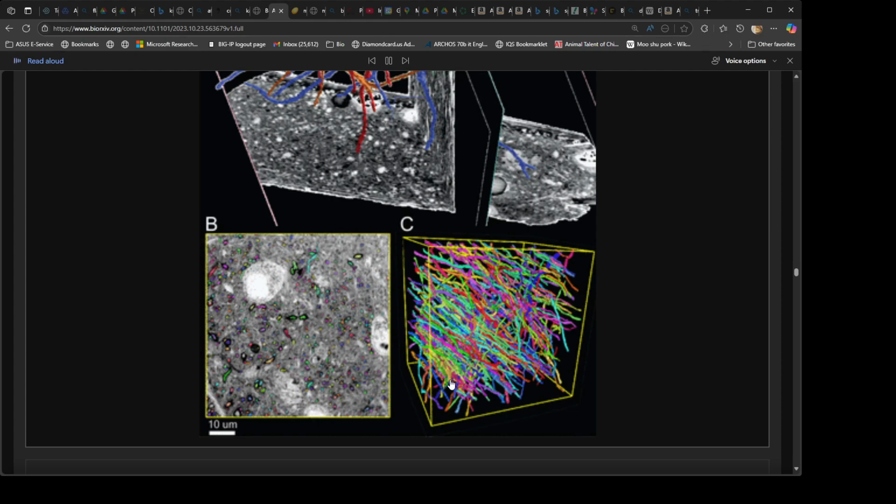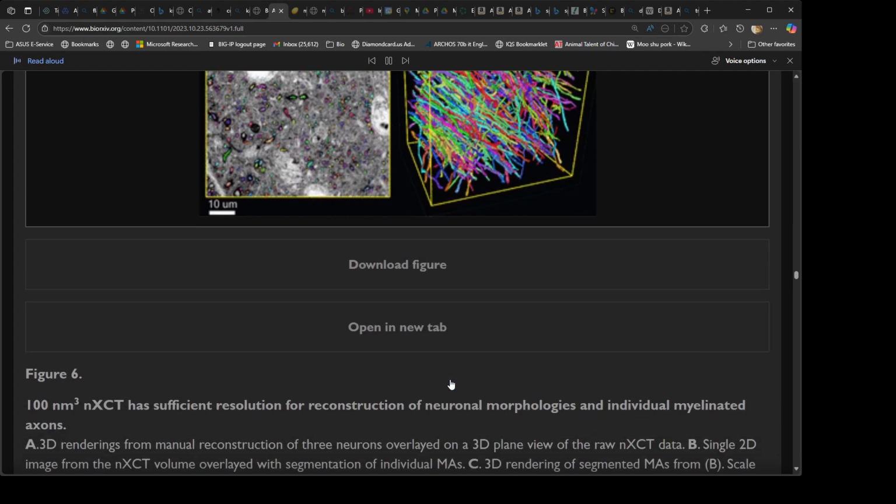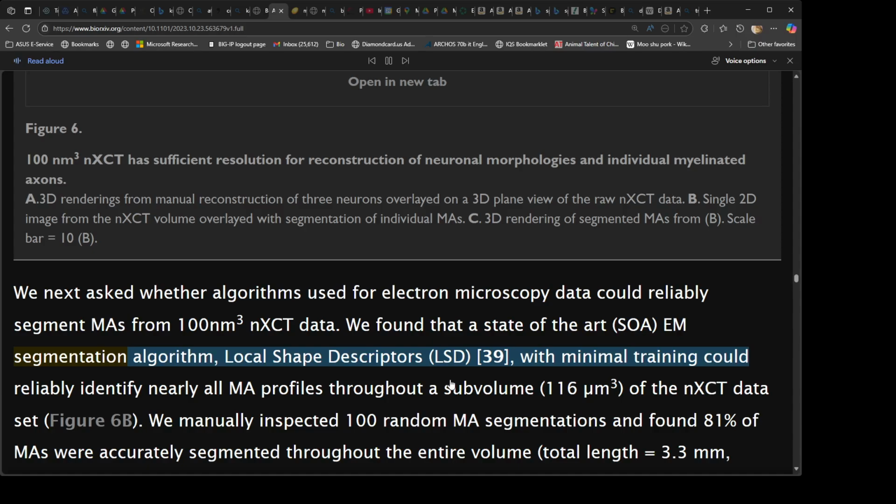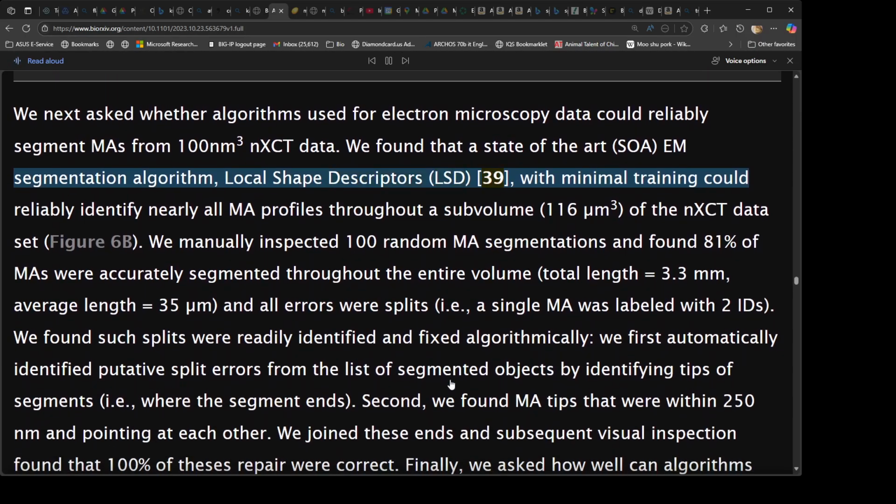We next asked whether algorithms used for electron microscopy data could reliably segment MAs from 100 nm³ NXCT data. We found that a state-of-the-art, SOA, EM segmentation algorithm, local shape descriptors, LSD 39, with minimal training could reliably identify nearly all MA profiles throughout a subvolume, 116 µm³, of the NXCT dataset, Figure 6B. We manually inspected 100 random MA segmentations and found 81% of MAs were accurately segmented throughout the entire volume. Total length equals 3.3 millimeters. Average length equals 35 µm. And all errors were splits, i.e., a single MA was labeled with 2 IDs. We found such splits were readily identified and fixed algorithmically.